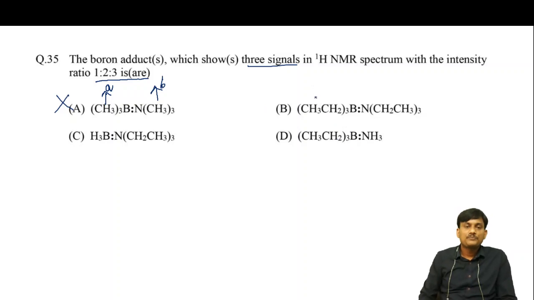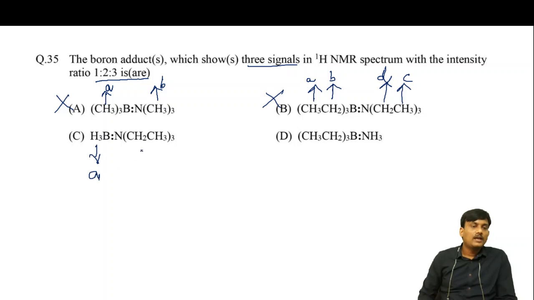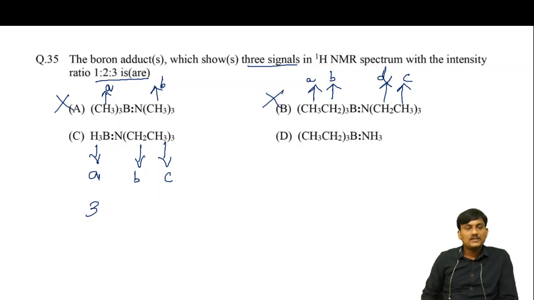In this case, this one is A type of proton, and this one is B type of proton, and this one is C type of proton, and this one is D type of proton. Here you will get four signals, not three signals. This one also wrong. Here this is the A type of proton, and this is the B type of proton, and this is the C type of proton. How many A type of protons are there? Here we have three, and B type of proton, for CH2 you have two.